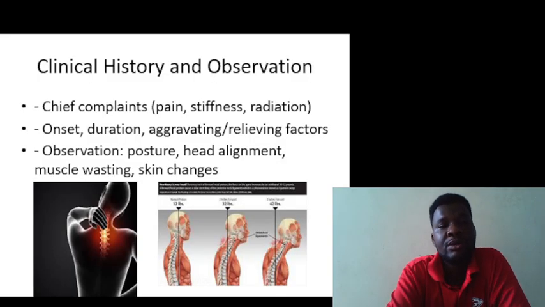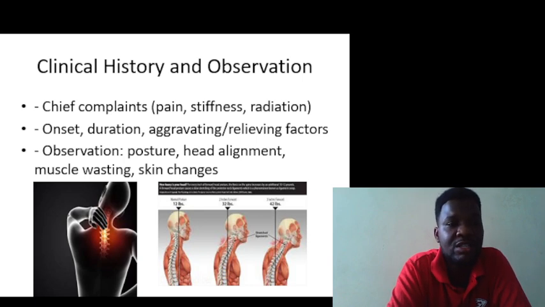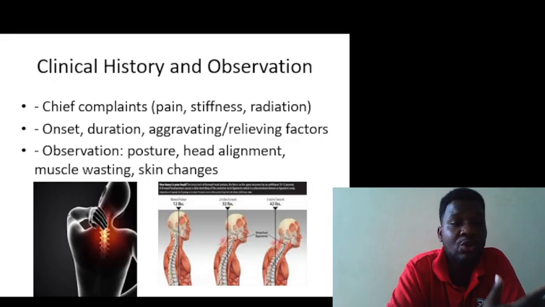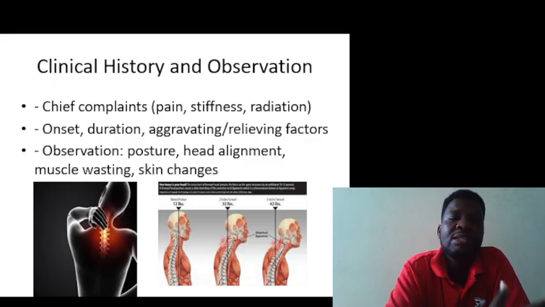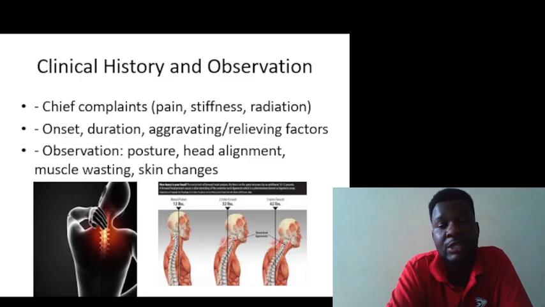We are focusing on the clinical history and observation while assessing the cervical spine. We go to the chief complaint of the patient. We ask the patient what the complaints are, what difficulties they are feeling, like pain, stiffness, and rotation. In terms of pain, we go to onset, duration and aggravating factors. How did it start? How long has it occurred? What leads to an increase in pain? And again, we go to the relieving factors, what leads to a decrease in pain.